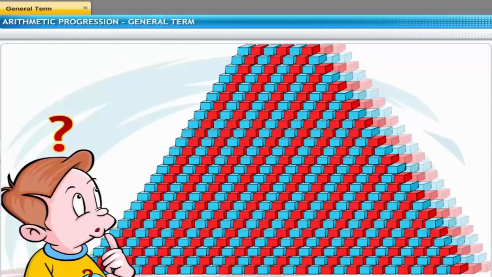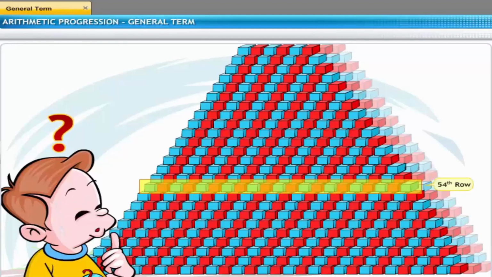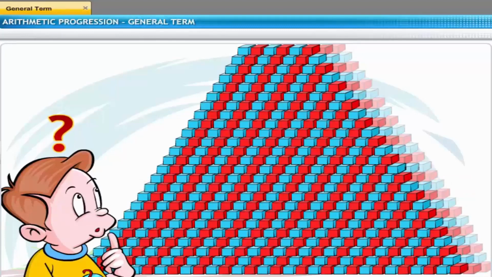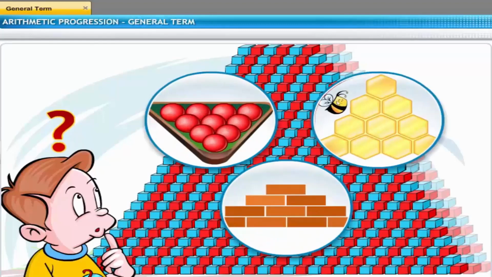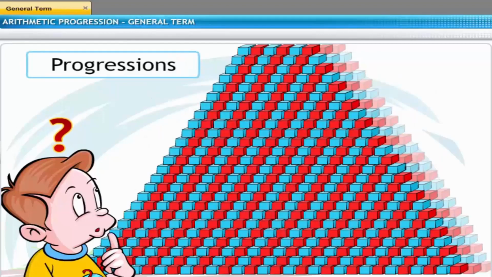However, consider a situation where the pyramid is much higher, maybe 200 bricks. How many bricks would the child need for the 54th row? It's a little more difficult to figure out, right? You may often need to make such calculations whatever field you choose to work. For example, in construction activities or even in financial matters, you will need to work with patterns. You need to learn to analyze and predict patterns, also called progressions, to be able to resolve such problems.